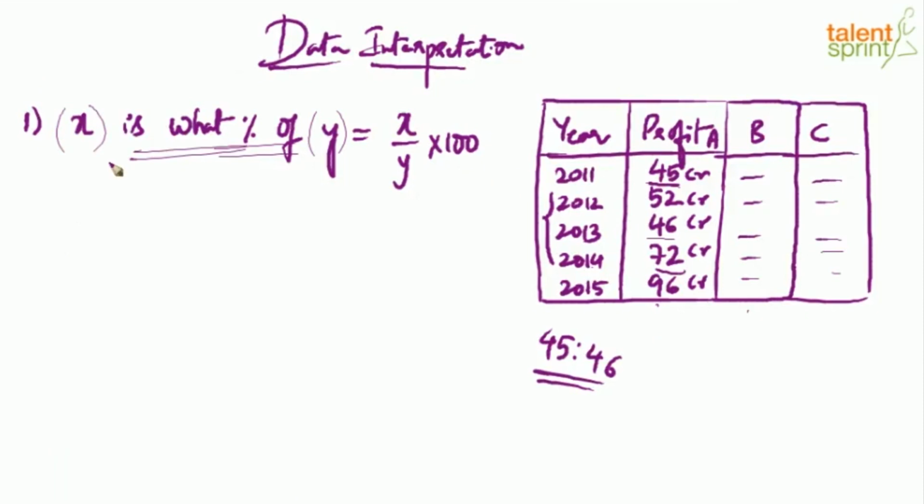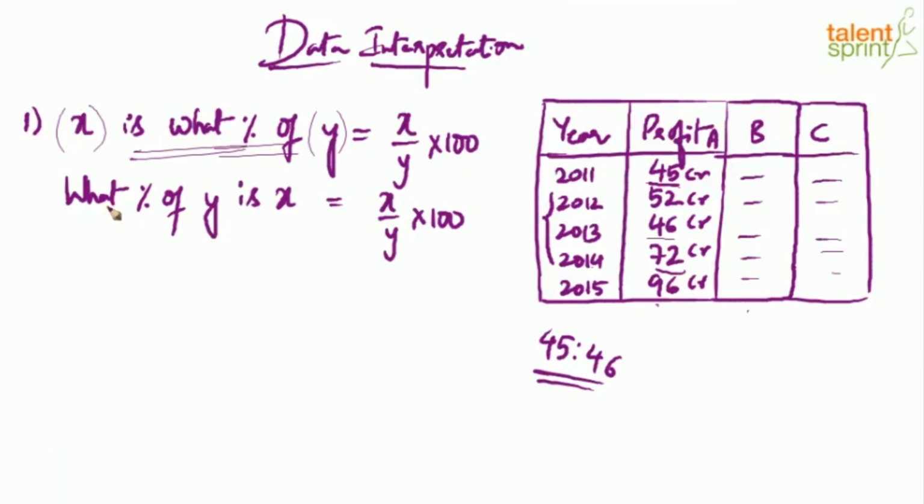The same thing can be asked in different forms, right? For example, instead of saying X is what percent of Y, he can say what percent of Y is X. It will be the same, X by Y into 100. See, X is what percent of Y or what percent of Y is X, both are the same. You getting it?